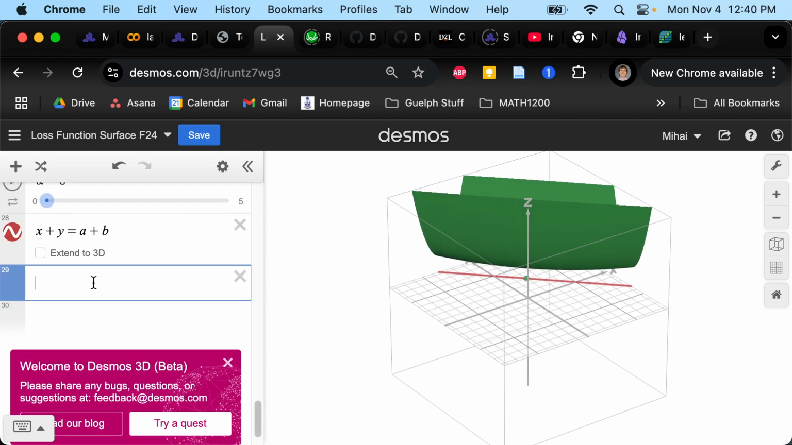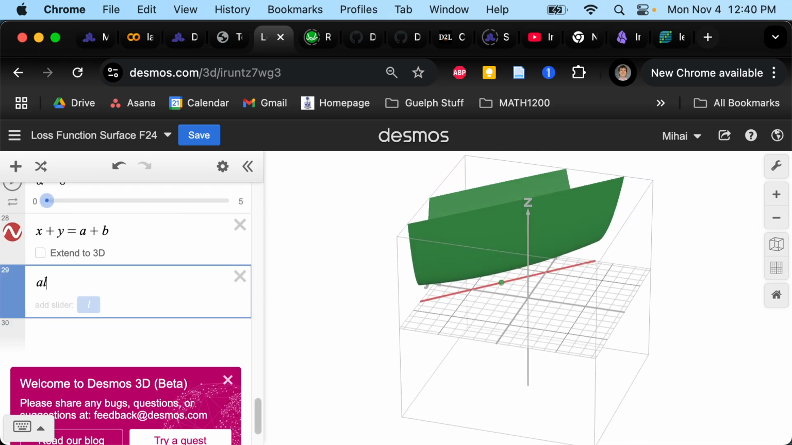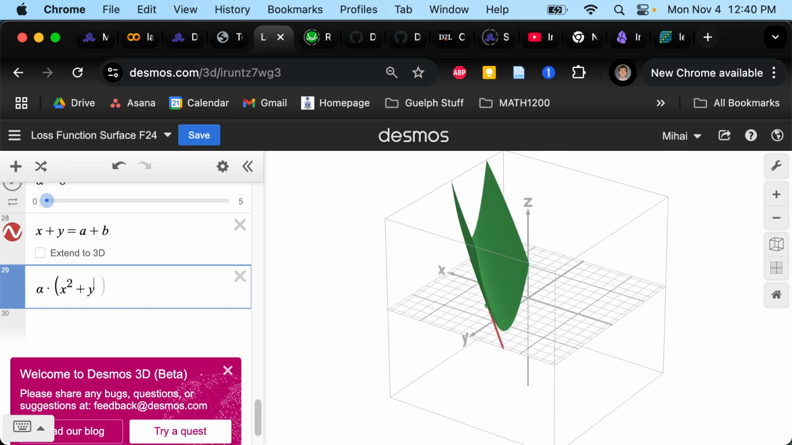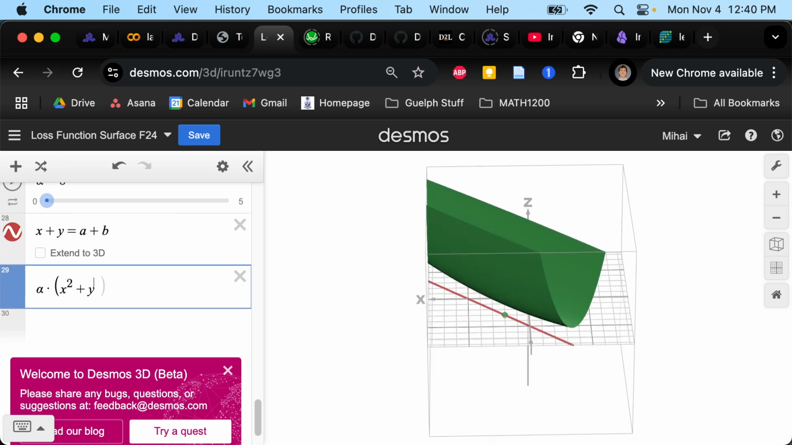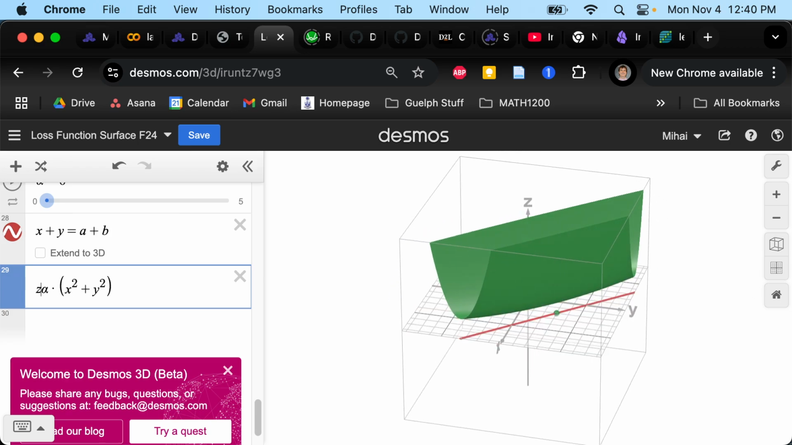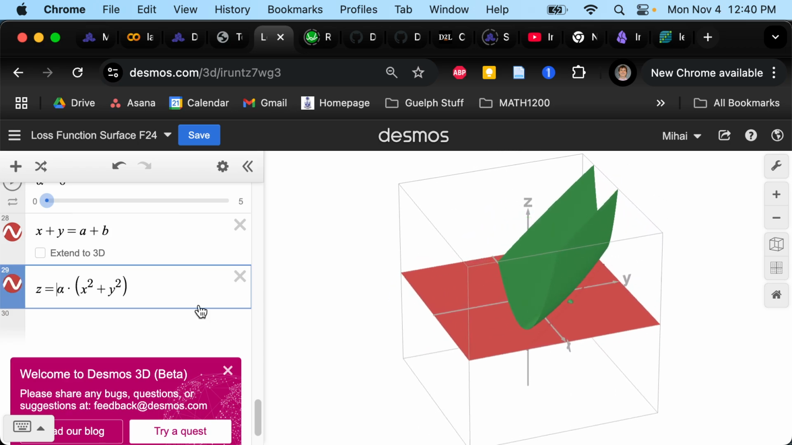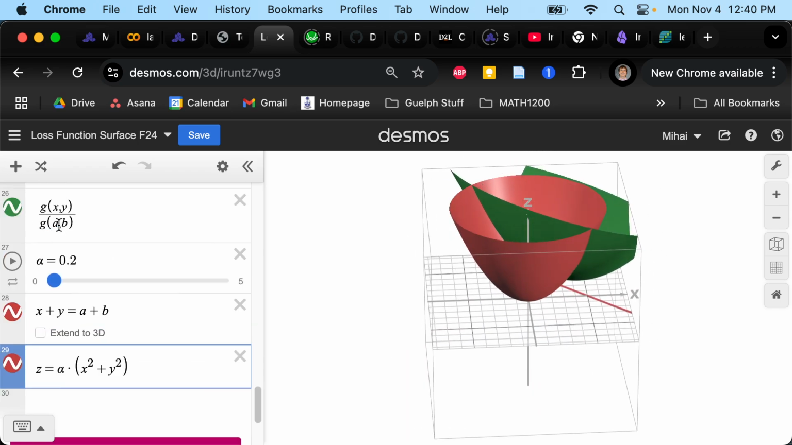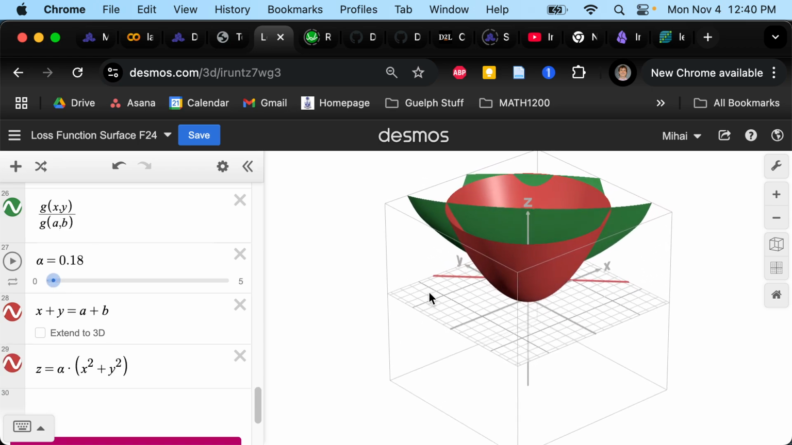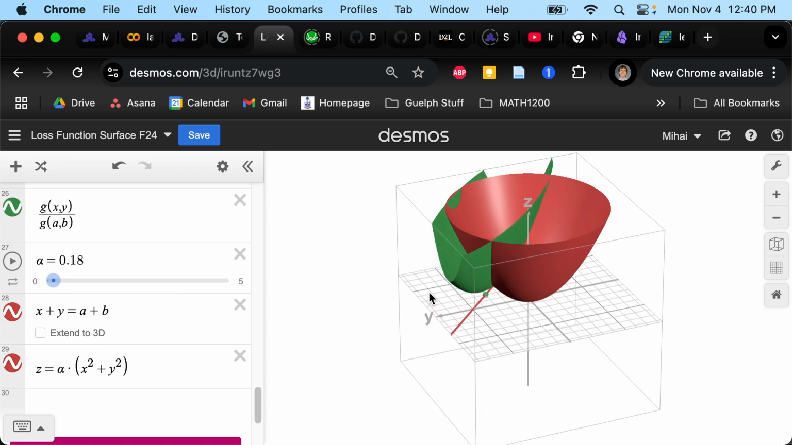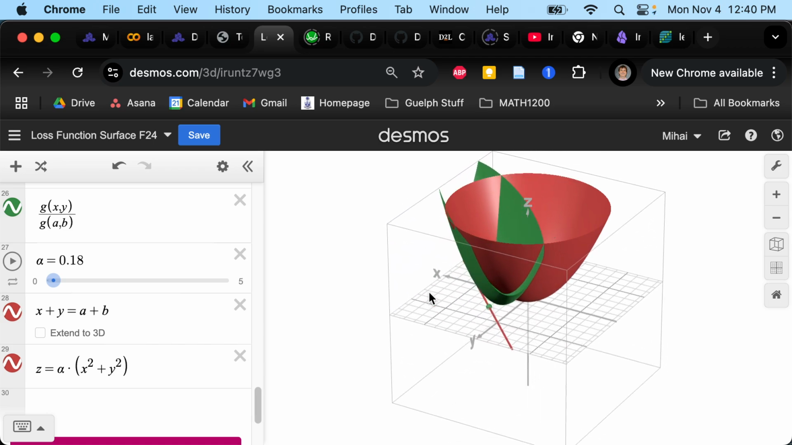Okay, let's do it. We're going to add on alpha times x squared plus y squared, and we want z equals that. So this is another bowl. I have alpha at 0 right now. Okay, let's add on alpha. So there you go. The green is the true error function, and the red bowl is what we're adding on when we do ridge regression.